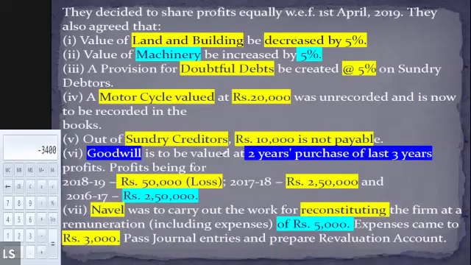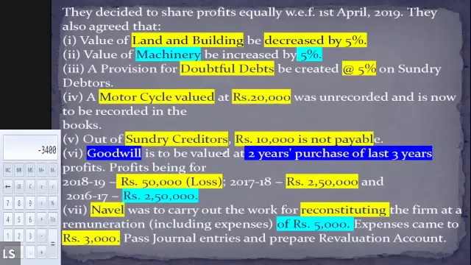So the first thing that is given in the question is that the value of the land and building is decreasing by 5%. The value of the machinery is increasing by 5%. A provision for doubtful debt is to be created at 5%. A motorcycle valued at 20,000 was unrecorded and is now to be recorded.